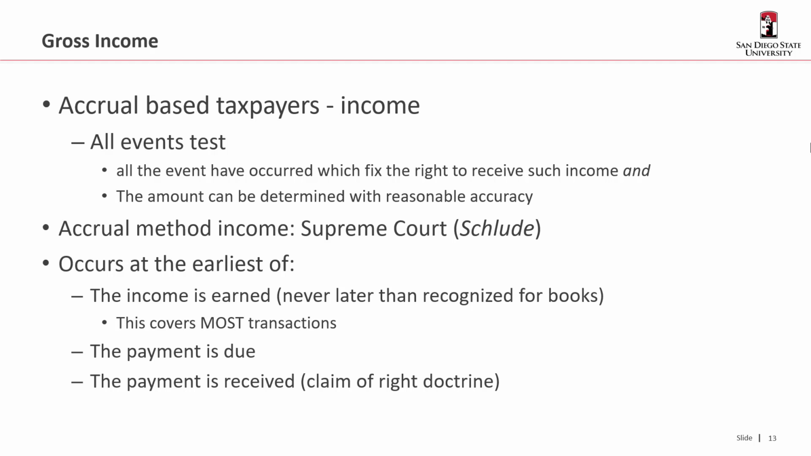And what Schlude said is all the events have occurred which fix the right to receive income at the earliest of: the income is earned, which means that's when it's recognized for books generally, and that covers almost all transactions. But if it hasn't been earned, it can also trigger the all events test if the payment is due or the payment is received. So that means if someone prepays you something from a tax perspective, that is under the all events test, gross income that must be recognized.